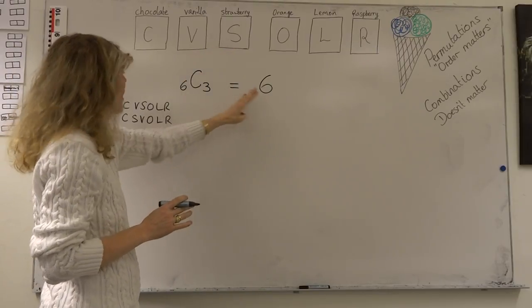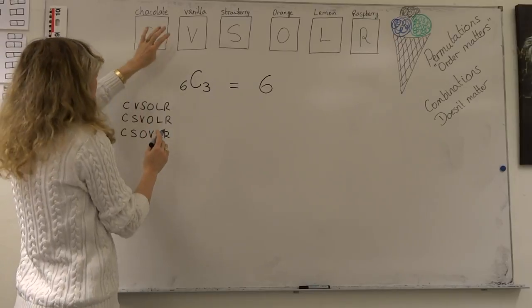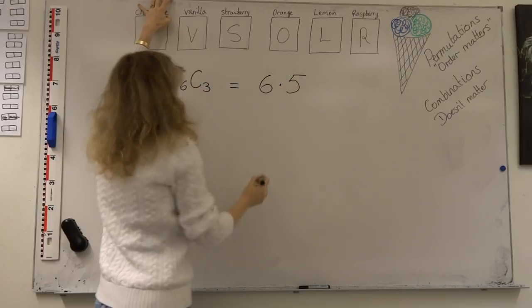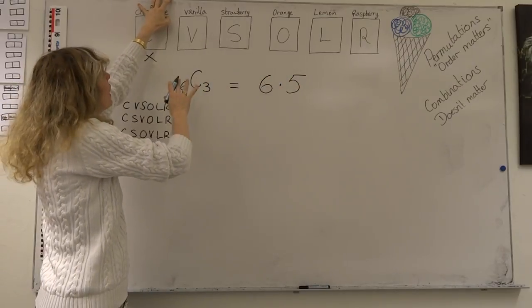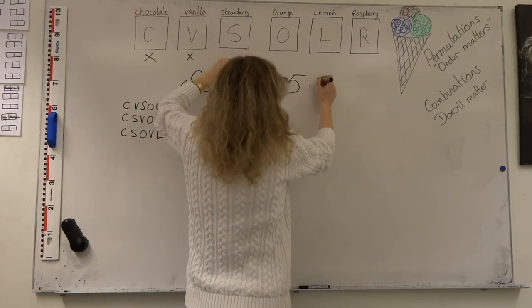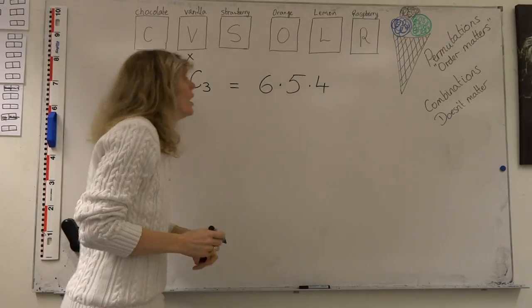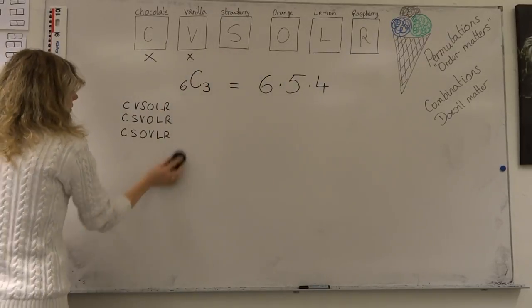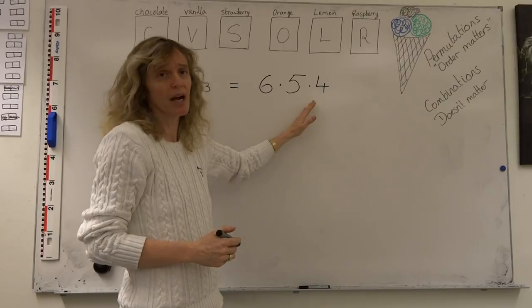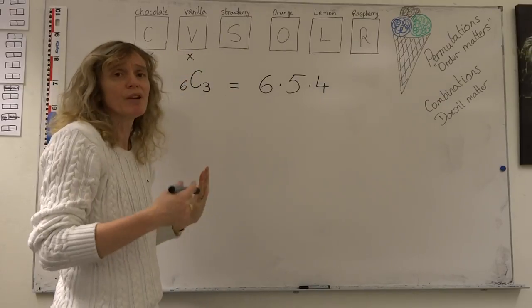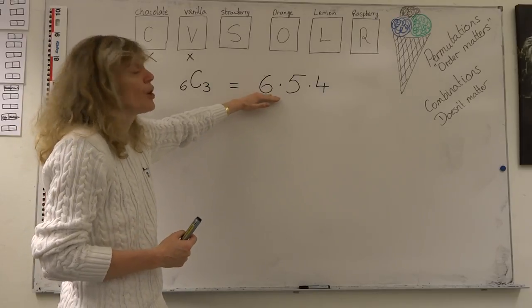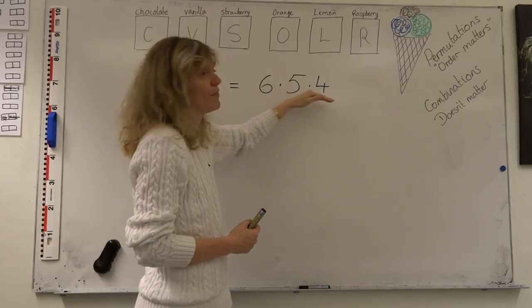So the first time around, I have six different ones to choose between, but then one of them is chosen. So the second time around, I have five to choose between, and I've chosen another one. Then the third time around, I can choose another one, from four. So I've chosen three flavors, and then I've stopped because I'm only allowed three ice creams. The number of ways of choosing three different flavors where order matters, we showed in the last video. It's six times five times four.